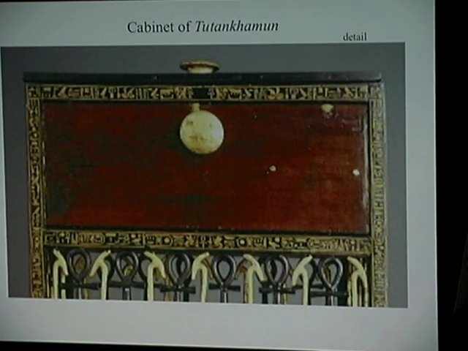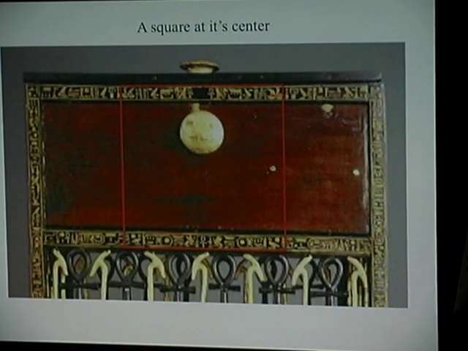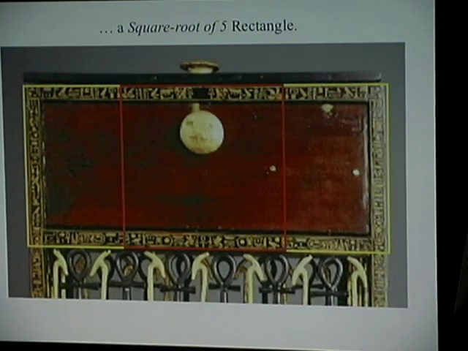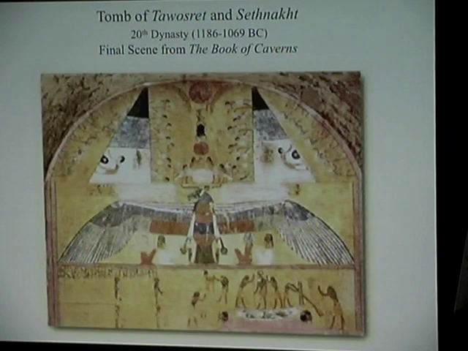Here's a cabinet, the drawer of a cabinet of Tutankhamun. The whole cabinet is a golden rectangle. But how was this drawer designed? Well, very simply, put a square there. The two semi-diagonals indicate the size of the proper proportioned harmonious knob. And if we swing those around, we get the exact same square root of 5 rectangle. They used it quite often, this particular rectangle.